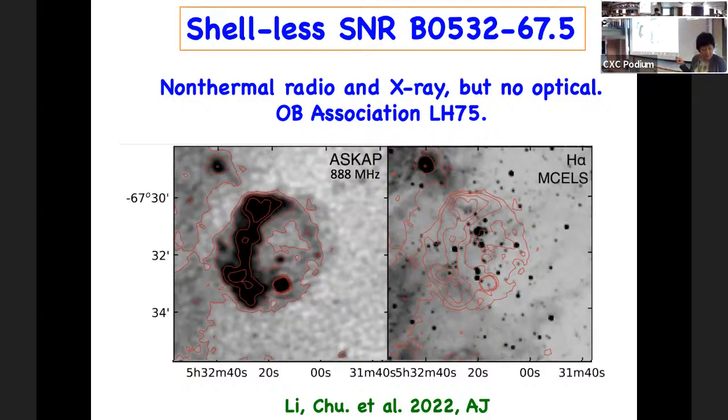So we look at the stellar content. It's an OB association. We assume that in an OB association all stars are born at a similar time.